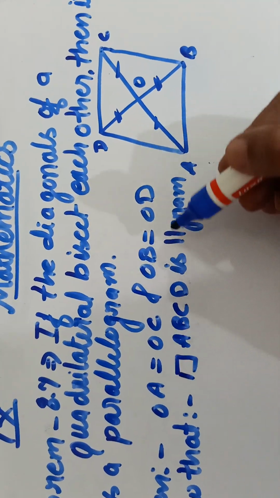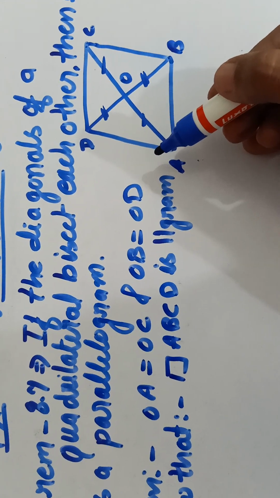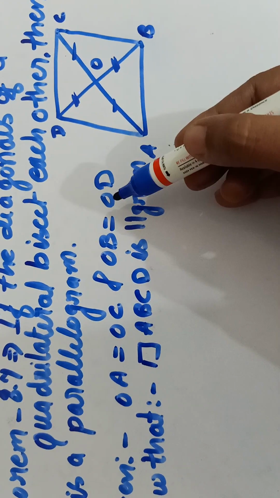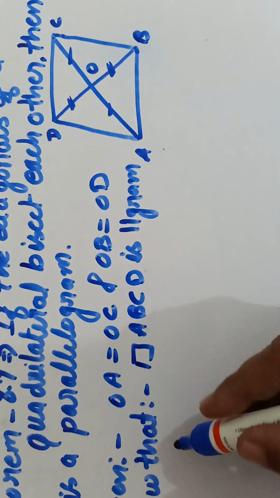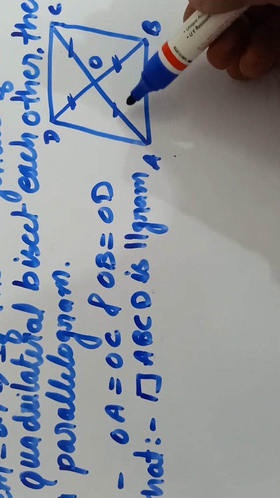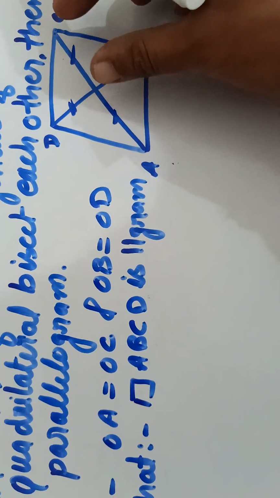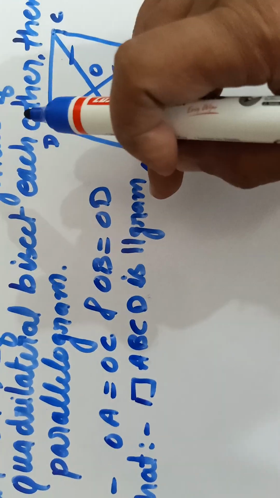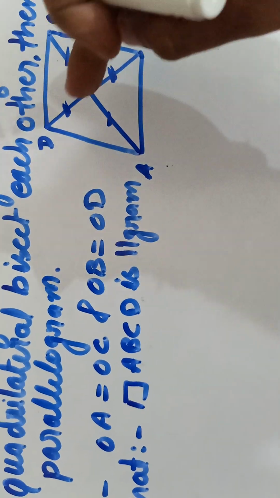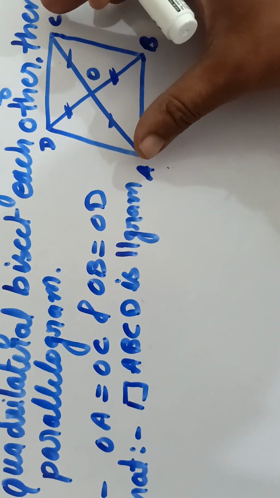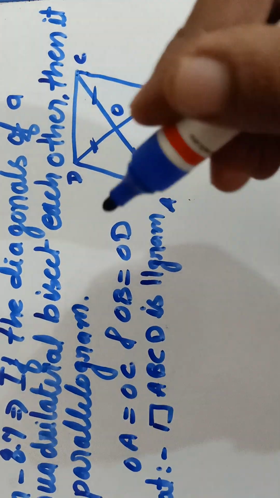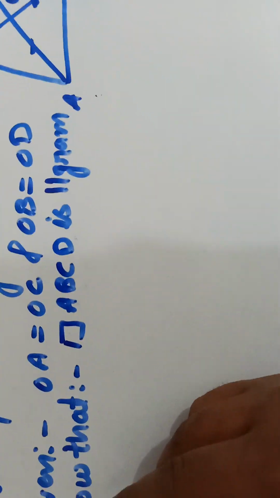We have to show ABCD is a parallelogram, means opposite sides are equal and parallel. So this is given to us that OA is equal to OC and OB is equal to OD. We have to show, given OA is equal to OC and OB is equal to OD, means these two parts OA is equal to OC and OD is equal to OB, and diagonal AC is bisecting diagonal BD and diagonal BD is bisecting diagonal AC, dividing into equal two parts. What we have to show: this is a parallelogram. So let's do the solution.